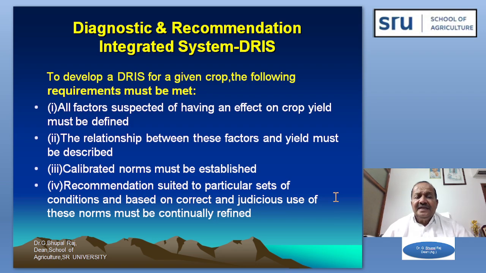To develop a DRIS for a given crop, the following requirements must be met. Some factors we must define. All the factors suspected of having an effect on crop yield must be defined. The relationship between these factors and yield must be described. Calibrated norms must be established. Recommendations suited to particular sets of conditions and based on correct and judicious use of these norms must be continually refined.